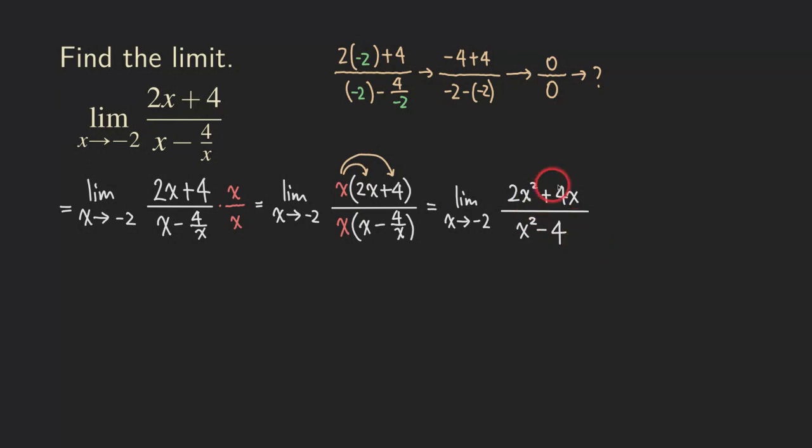Now, it becomes a typical rational function that we are trying to find the limit of. And one thing that we need to realize is that when you plug in the negative 2 in there, it's still approaching 0 over 0. So what we need to do right now is to try to factor the top and factor the bottom and see if there is anything that will get canceled. So let's do that.